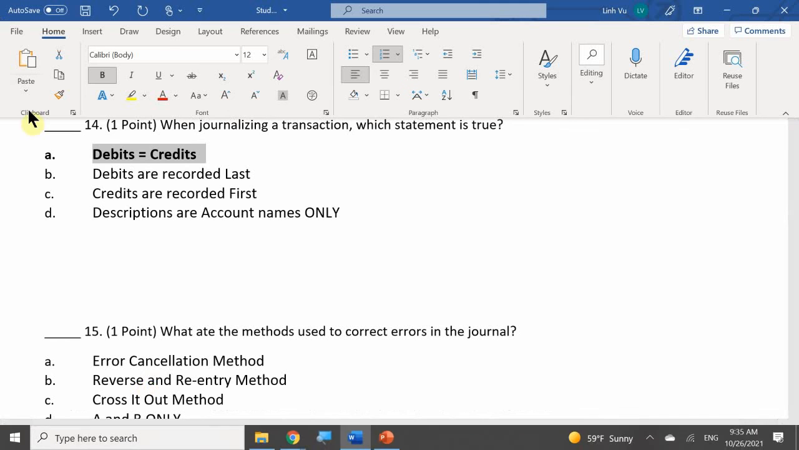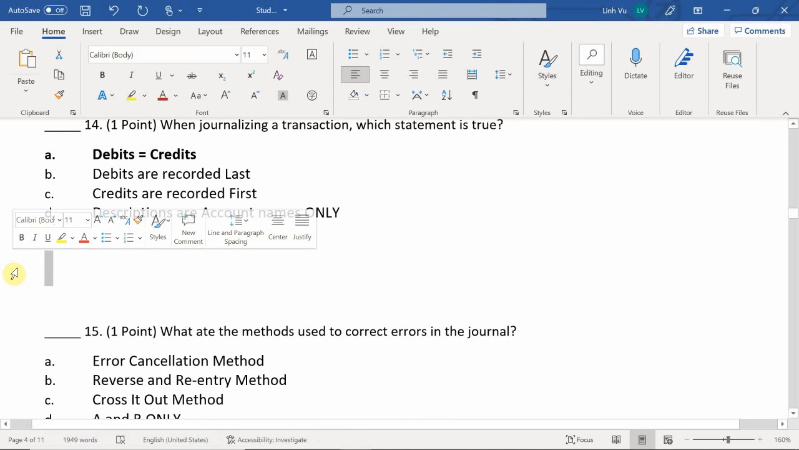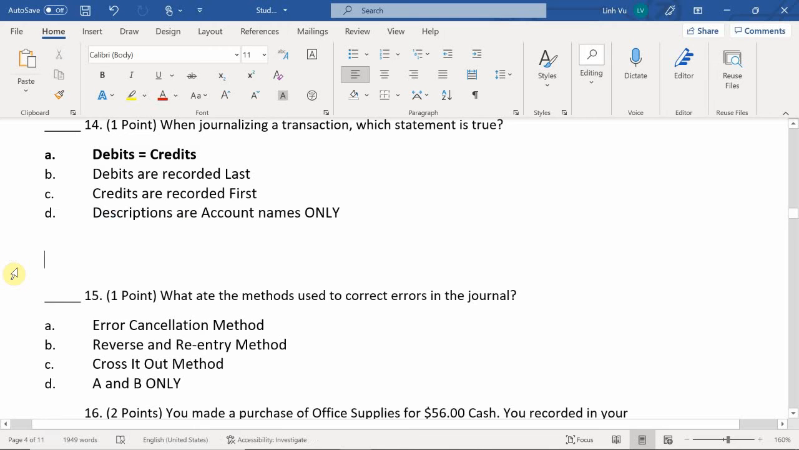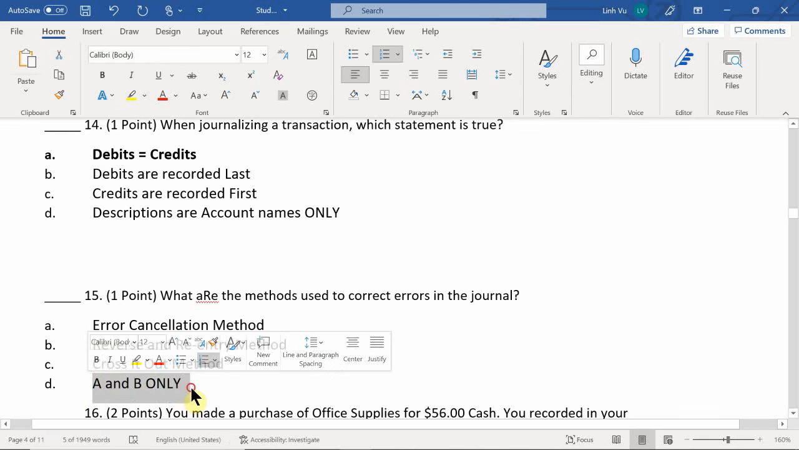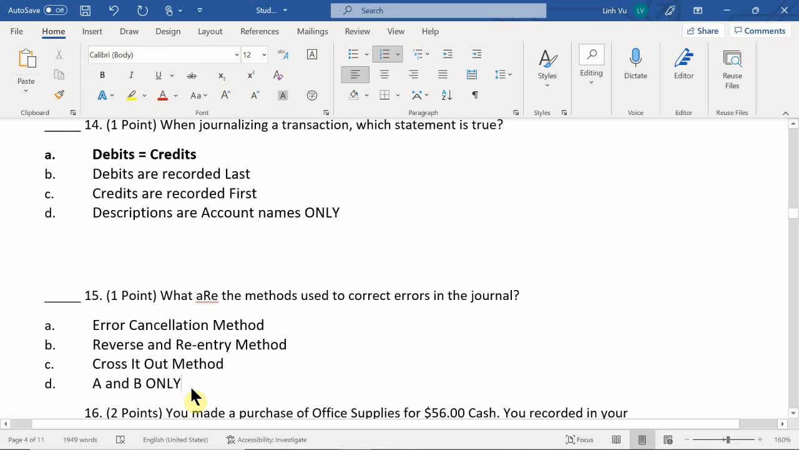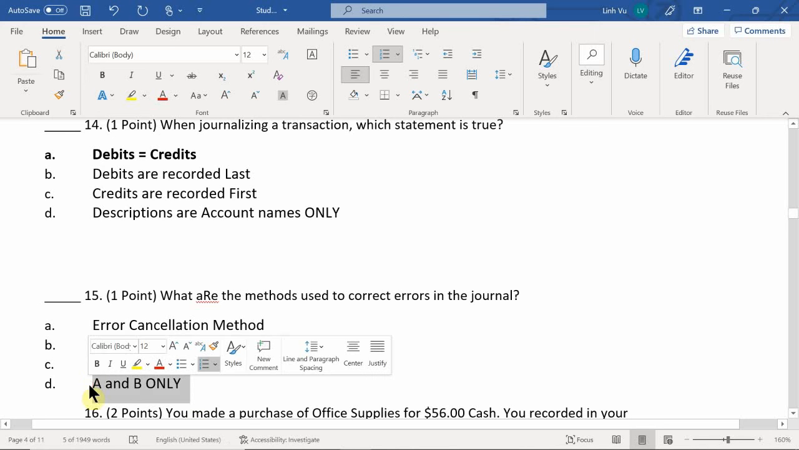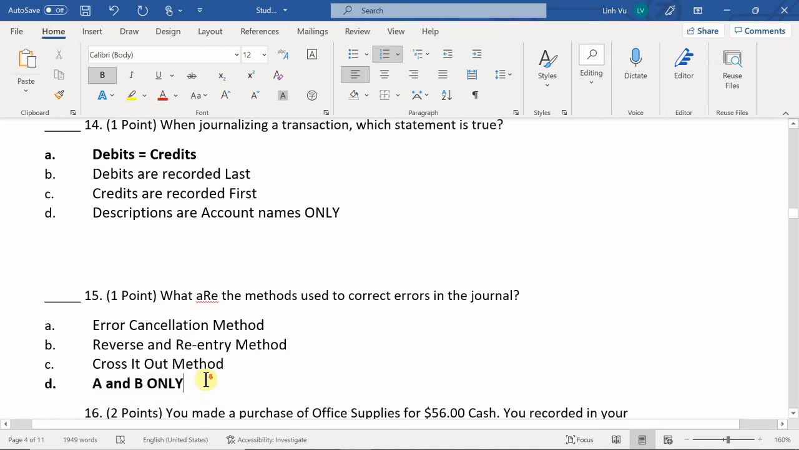All right, number 15. That says what are the methods used to correct errors in the journal? A and B, okay? A and B only. So again, error cancellation and reverse and re-entry. Okay, I never talked about the cross out method. So A and B only.